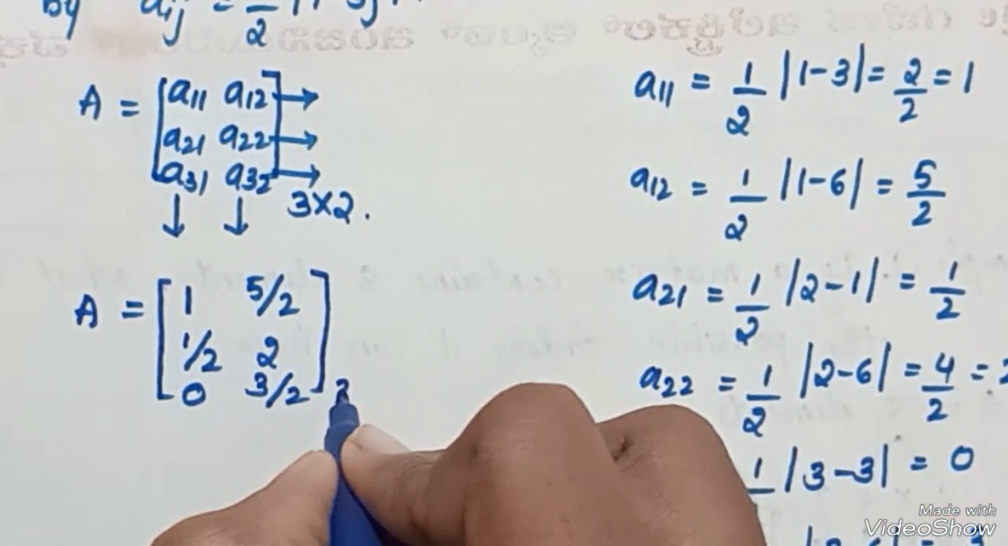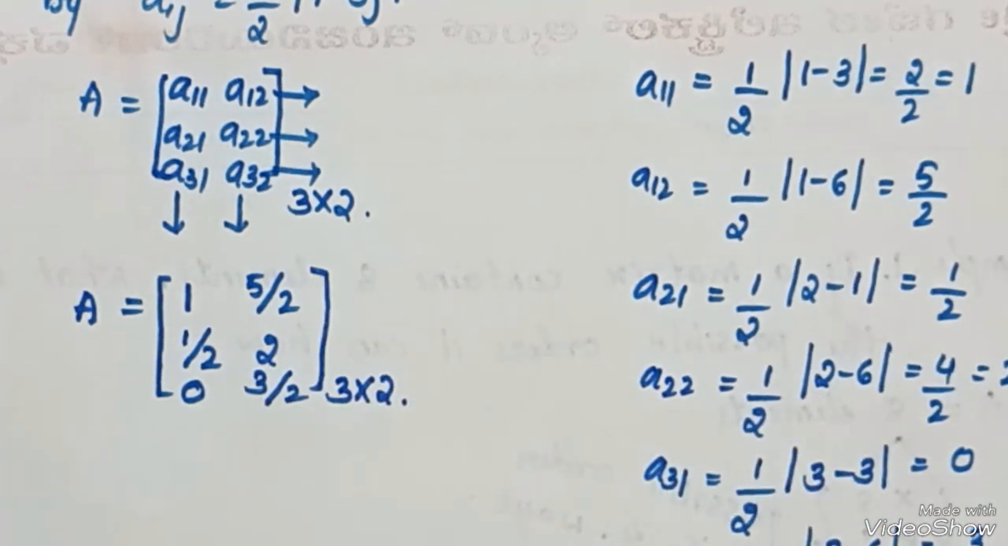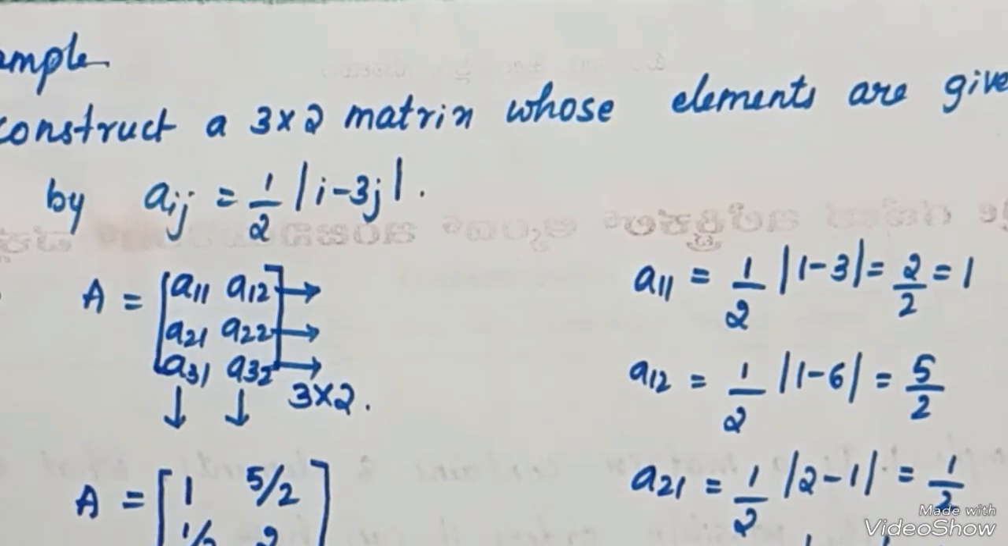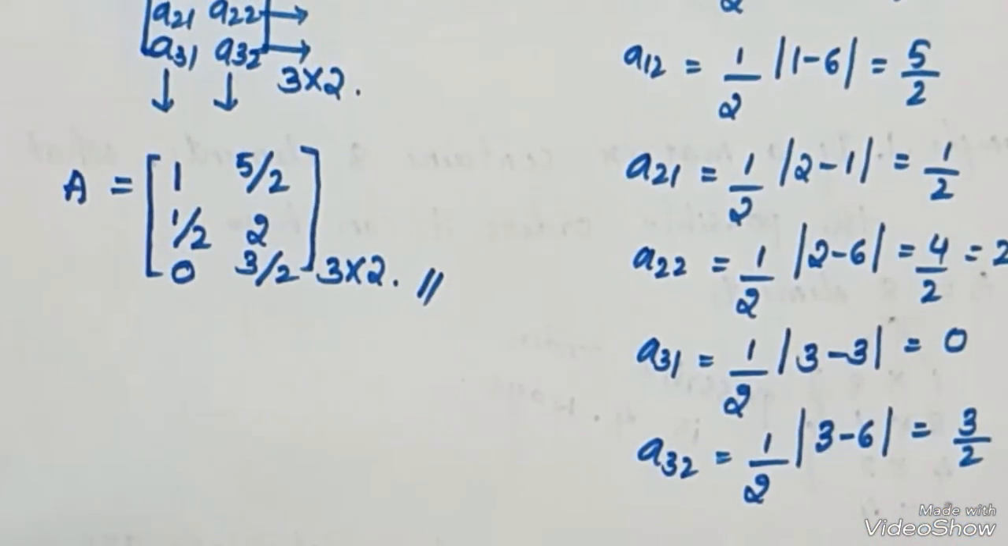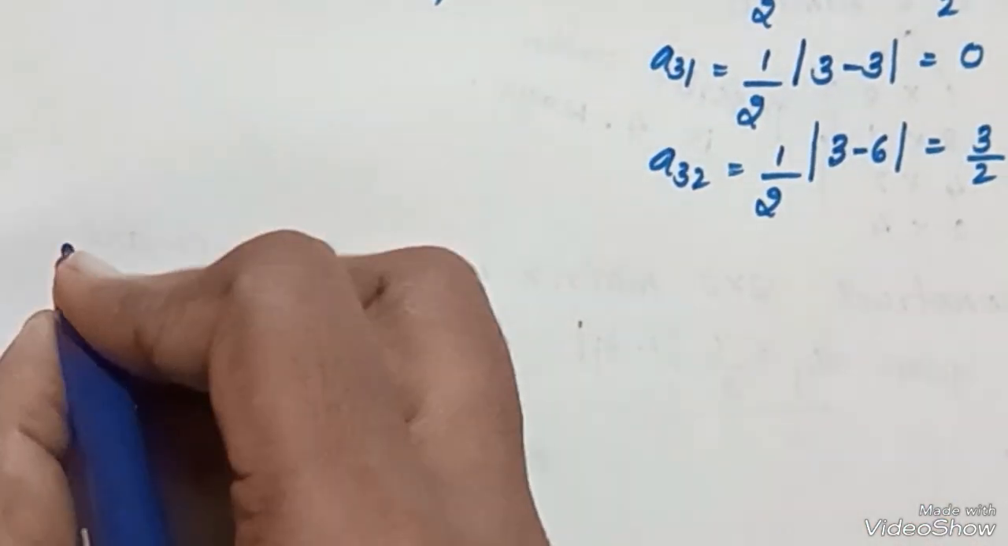This is the matrix they have given. They have asked us to construct the matrix which is the solution. We have constructed the matrix. This is also one of the types of questions asked in multiple choice questions. Now we discuss the types of matrix.